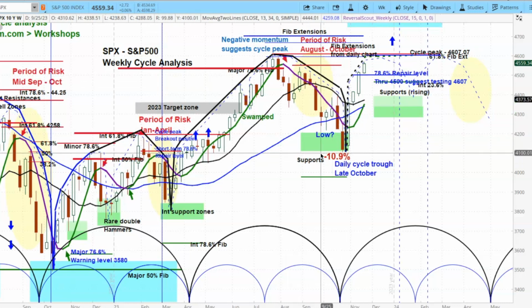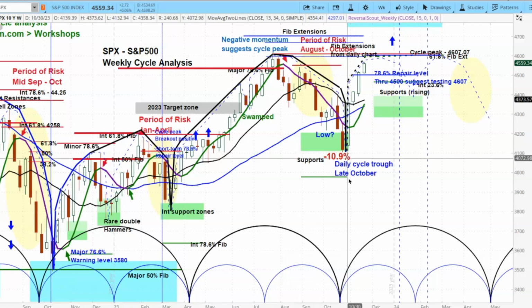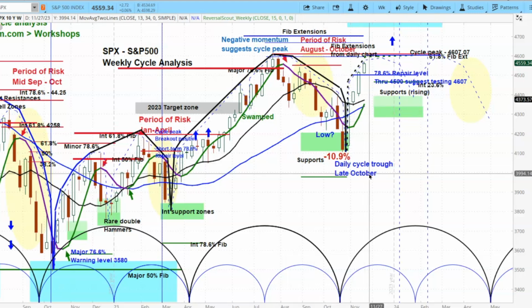We thought it could get to 4,100. That we thought 4,200 could hold it over here. 4,100 was a pretty good shot, and we saw it fell about 10.9%. And we thought that the daily chart would give us a low in late October, and that's exactly what happened.